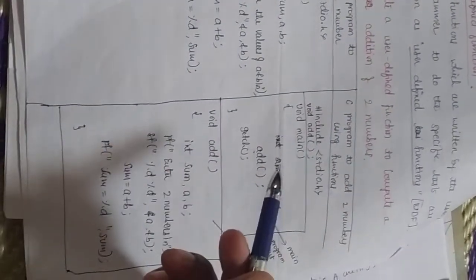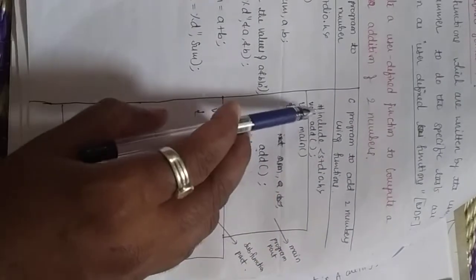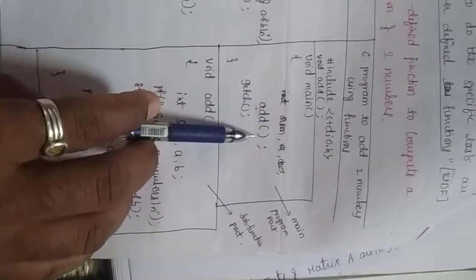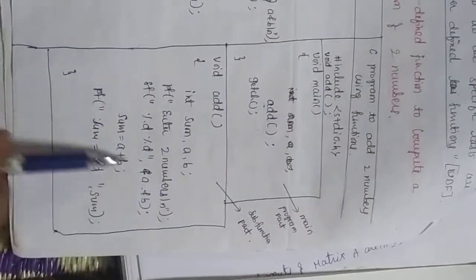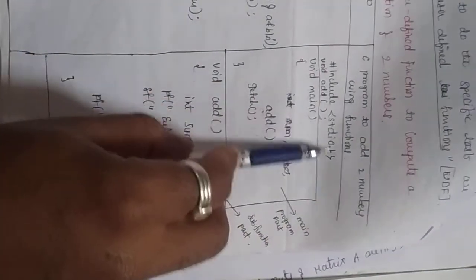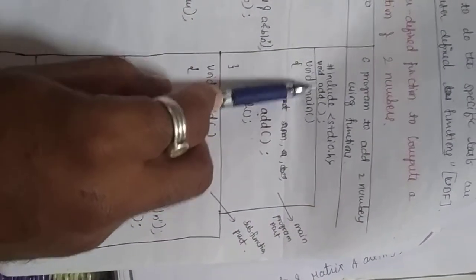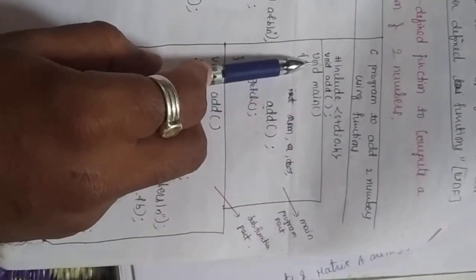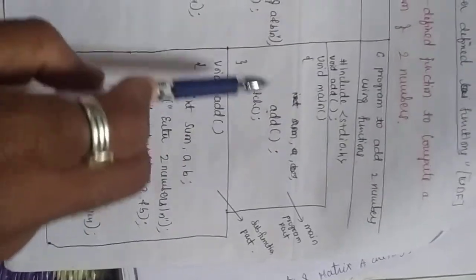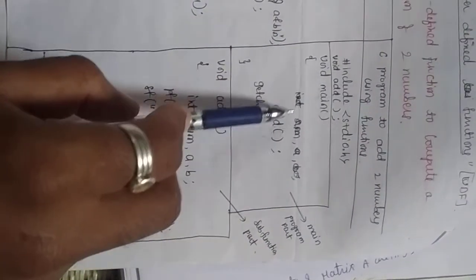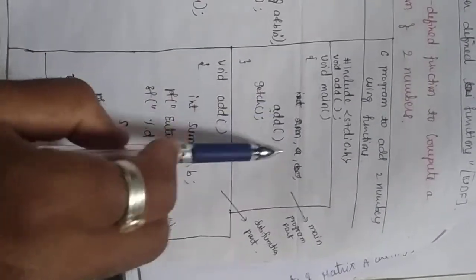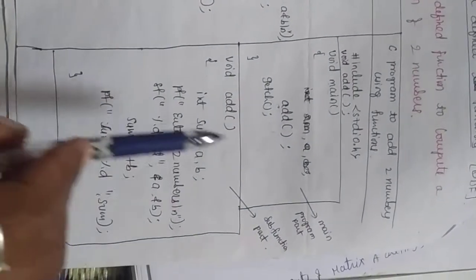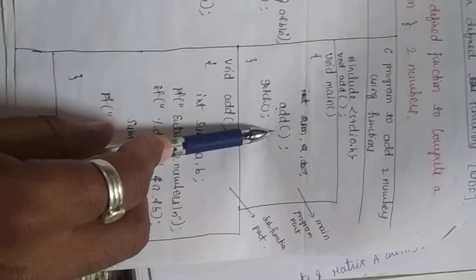When we are writing a program with functions, we have to follow some syntax. First we have to declare the function, then we have to call the function. After that we have to write the code. Just observe here, hash include stdio.h is there, and here I am declaring one function called add, void add. Then void main, within one set of flower braces I am calling the function called add. The main function will call this function to do some task. What is the task? It is written here.